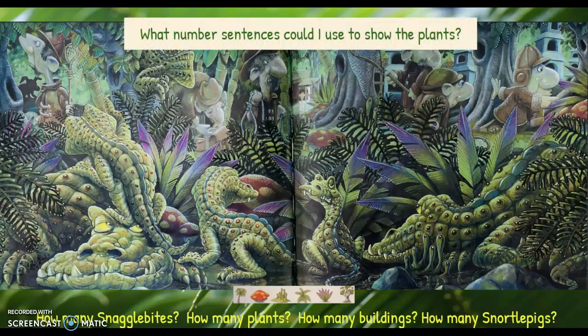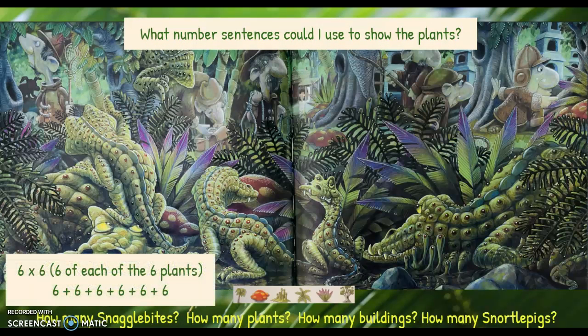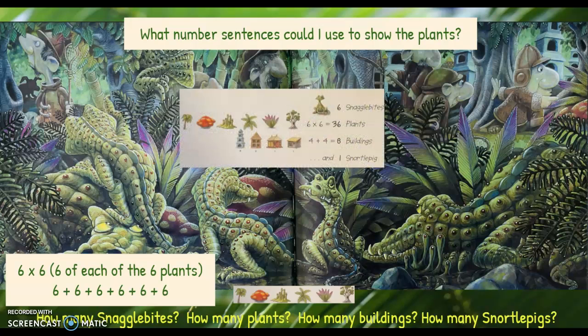What number sentences could you use to show these plants? That's right, I could use multiplication or repeated addition again as 2 different ways to represent the number of plants in Uno's garden. Here's a picture that shows that as well.